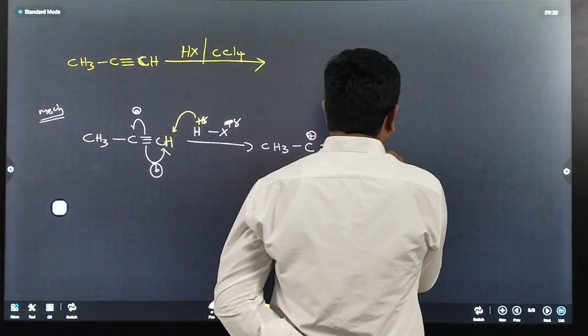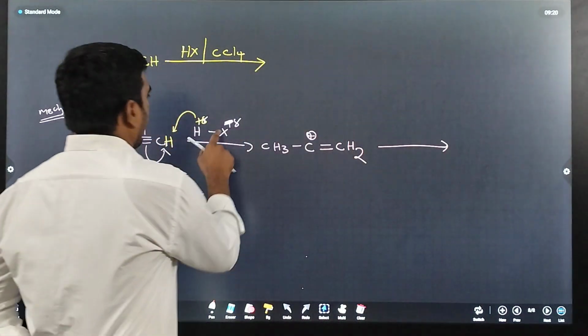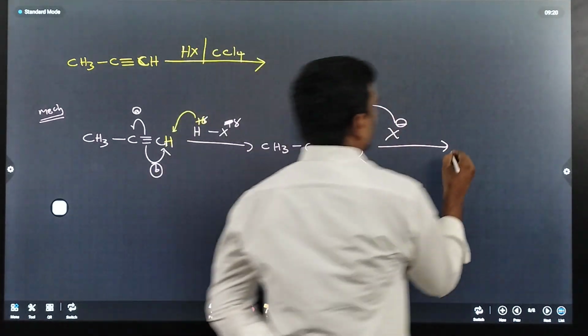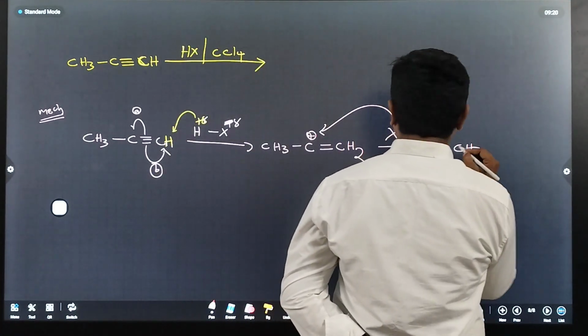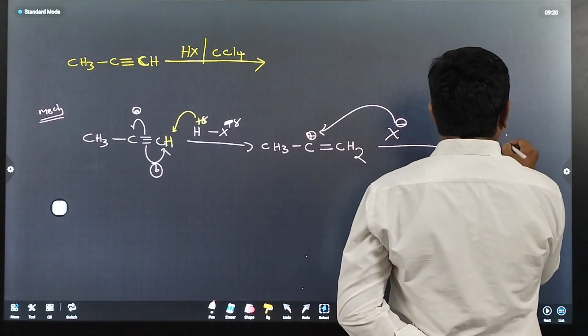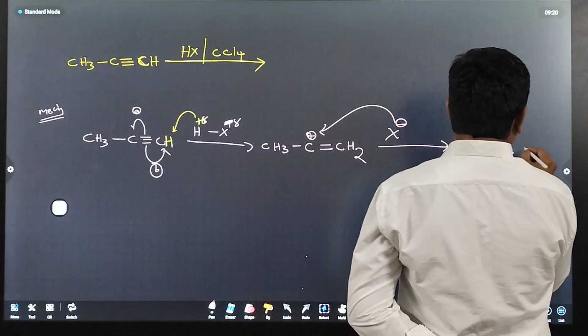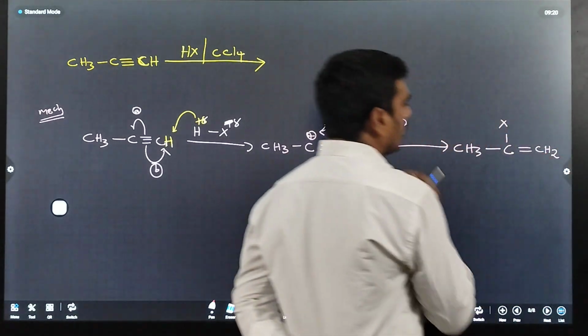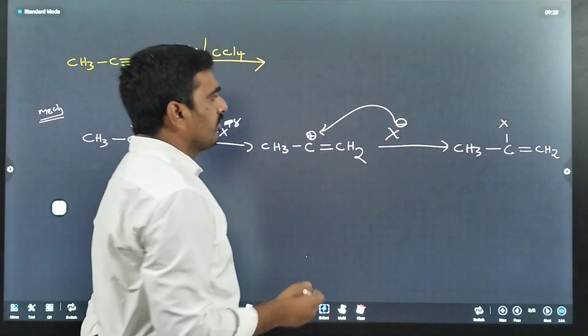So here the remaining part, X minus, attacks here. So we get CH3, X, double bond CH2.